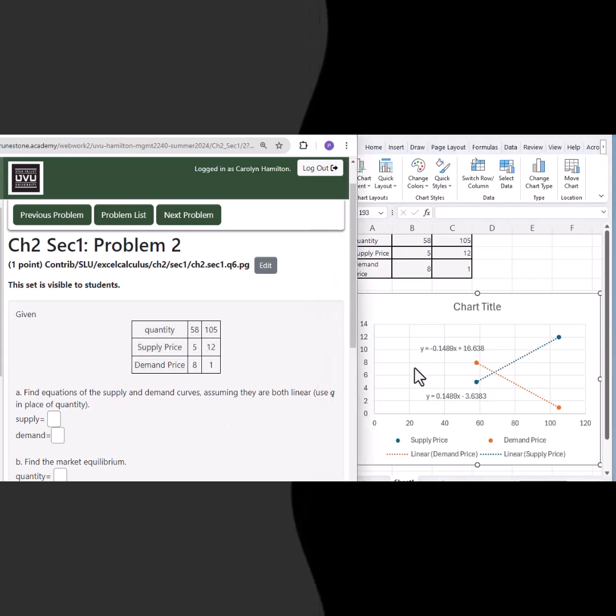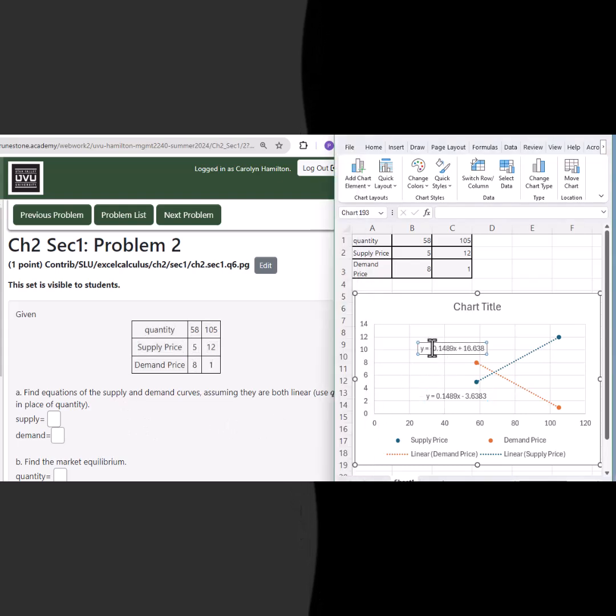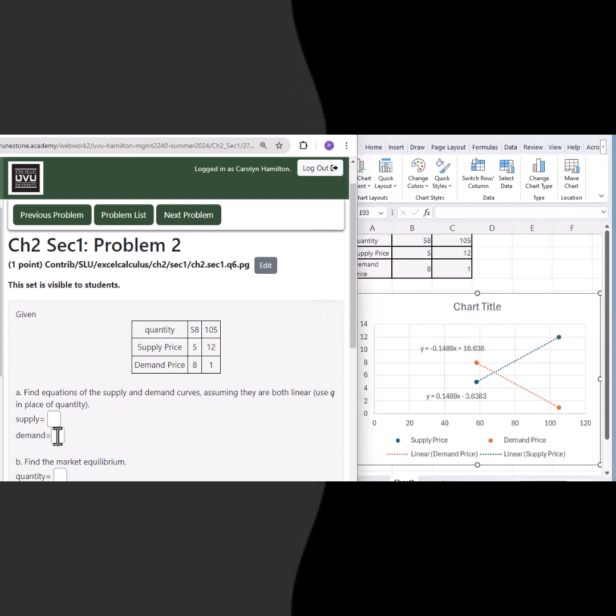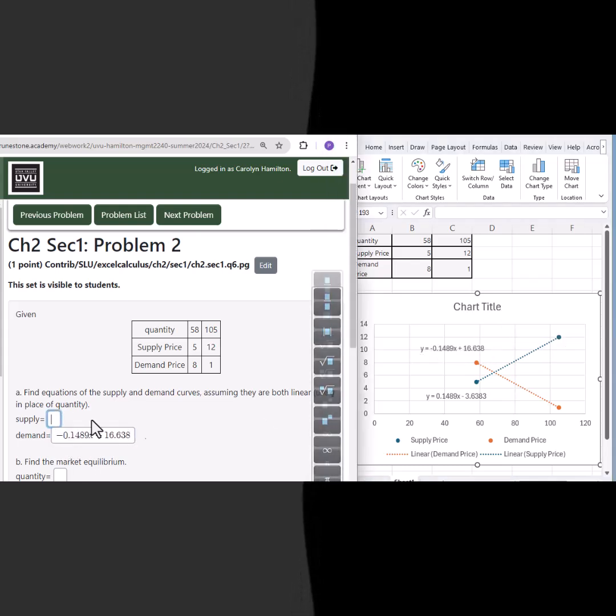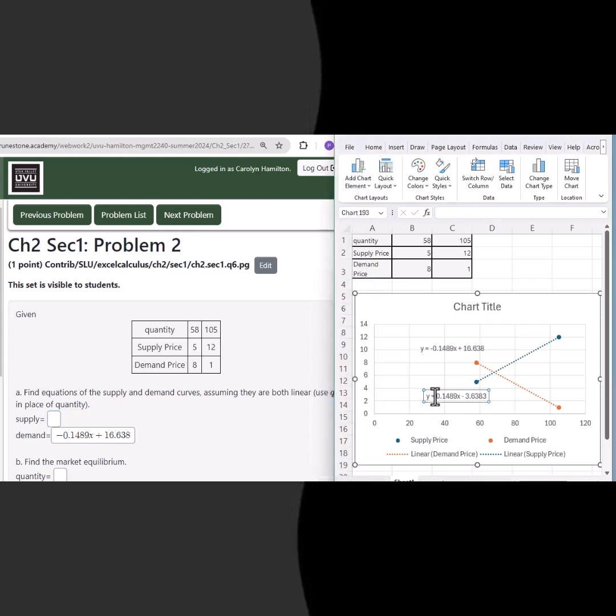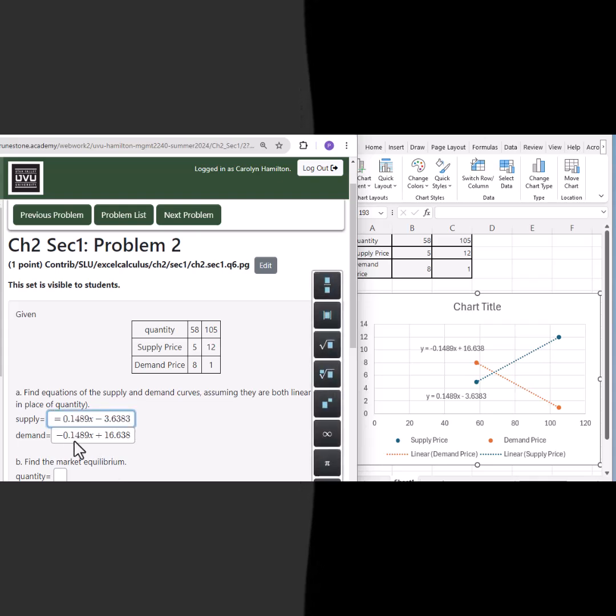So find equations of the supply and the demand curve. This one is the decreasing slope with the negative slope, so that's the demand function. And this one's the increasing slope, so this is the supply function. Take out the equal sign.